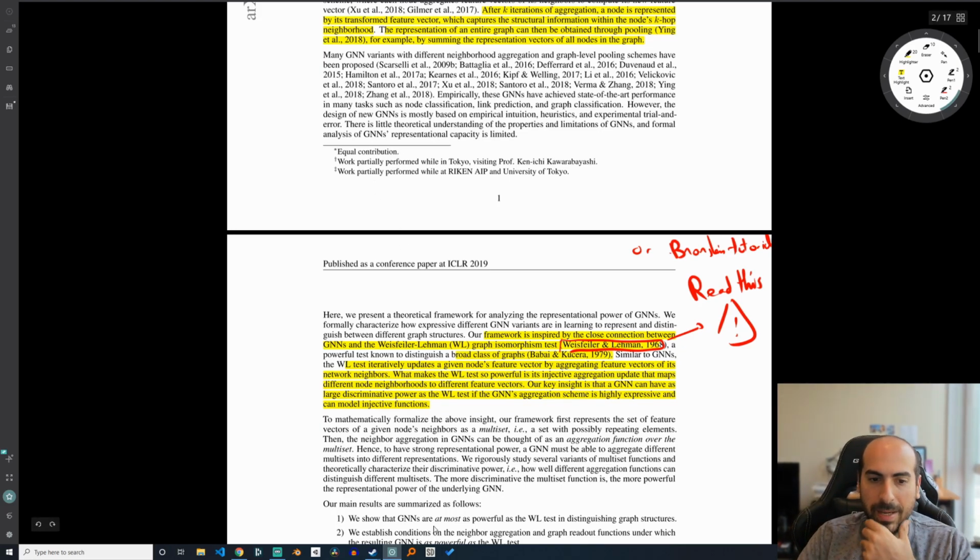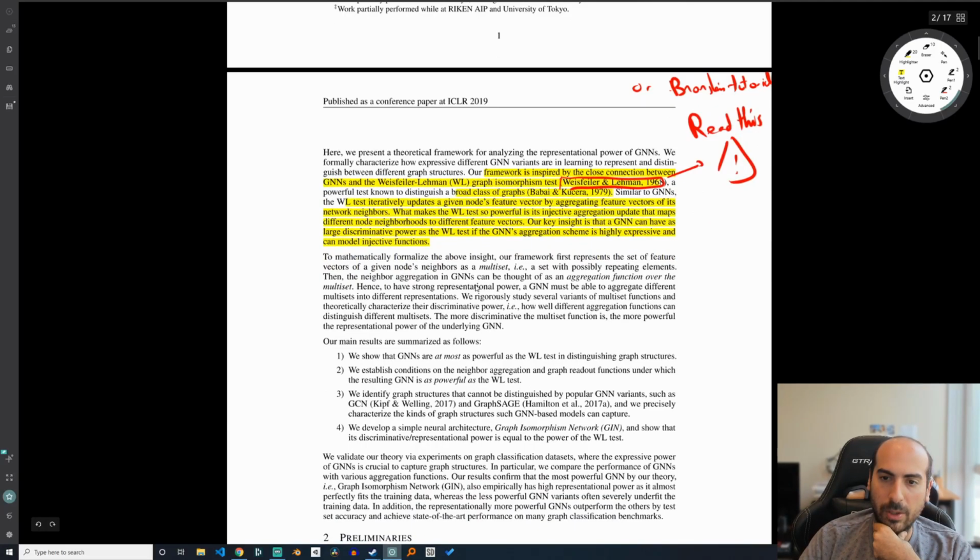So to mathematically formalize the above insight, our framework first represents the set of feature vectors of a given node's neighbors as a multiset, a set with possibly repeating elements. Then the neighbor aggregation in GNNs can be thought of as an aggregation function over the multiset. Hence, to have a strong representational power, a GNN must be able to aggregate different multisets into different representations.